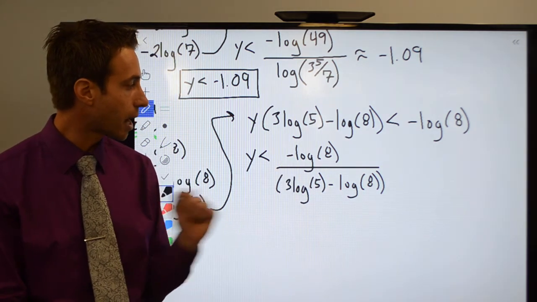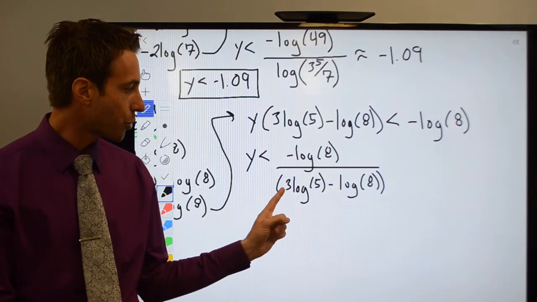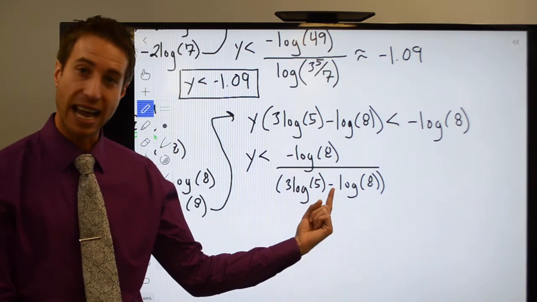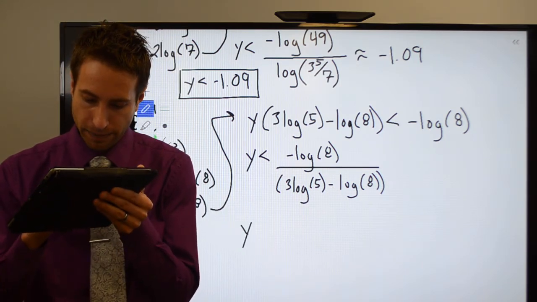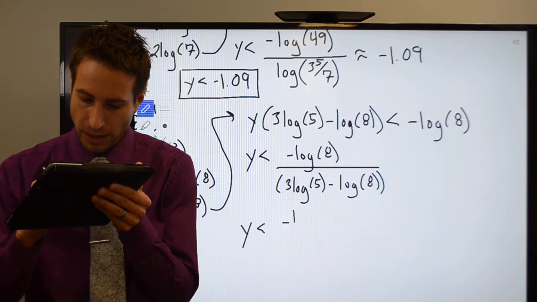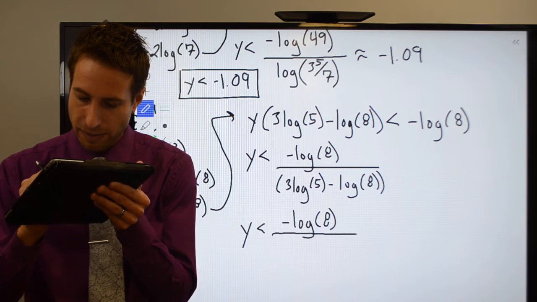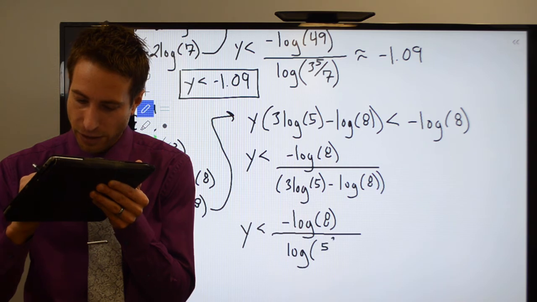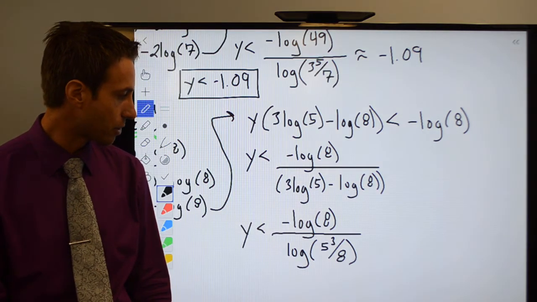There's nothing I can do in the top because my coefficient is a 1, and that's already an 8 to the first power. But that 3, I can take that 3 and make it a power on my 5. And again, I have subtraction, which means I can write it as a quotient. So here we go. y is less than negative common log of 8 divided by the common log of 5 to the third, all divided by 8. That is going to be your most simplified form.